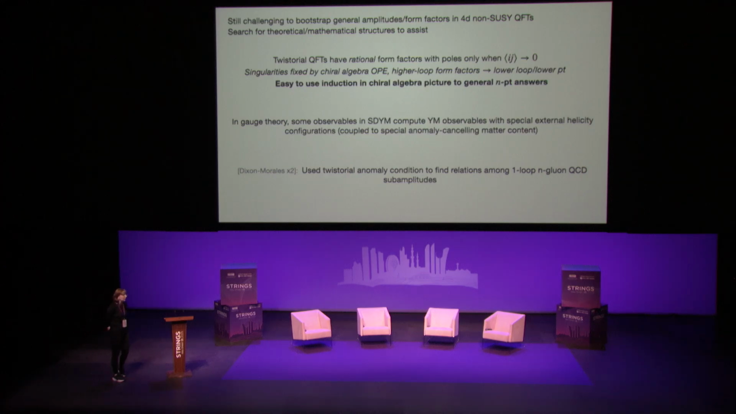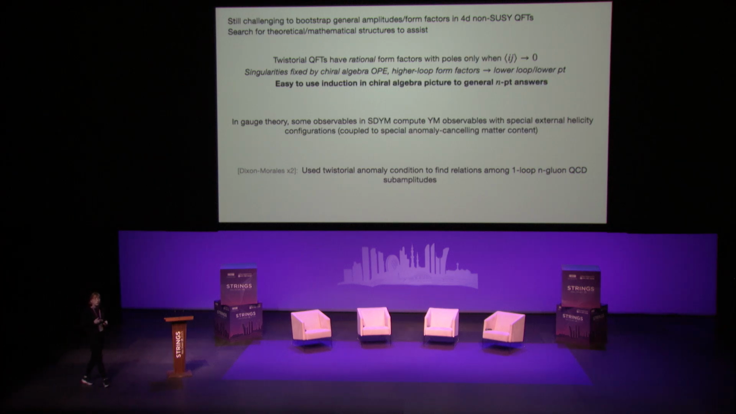algebra. And Kevin and I have called this the chiral algebra bootstrap program, leveraging the existence of an inherent 2D chiral algebraic structure to compute form factors in these twistorial theories at higher and higher loops. So the singularities are entirely fixed by the chiral algebra OPE that's associated with this kind of holomorphic collinear limit. So if you want to compute some form factor at some given loop order, you know exactly where its poles are if you know the chiral algebra OPE.